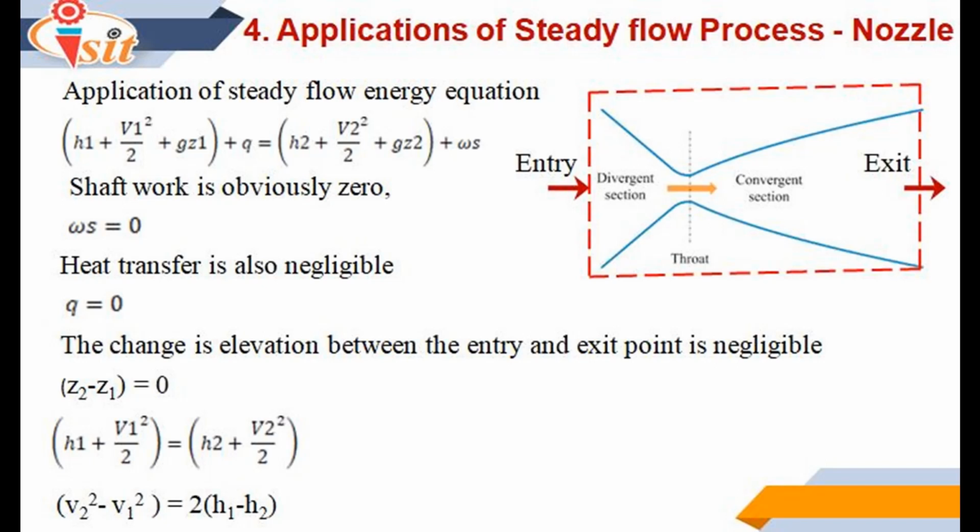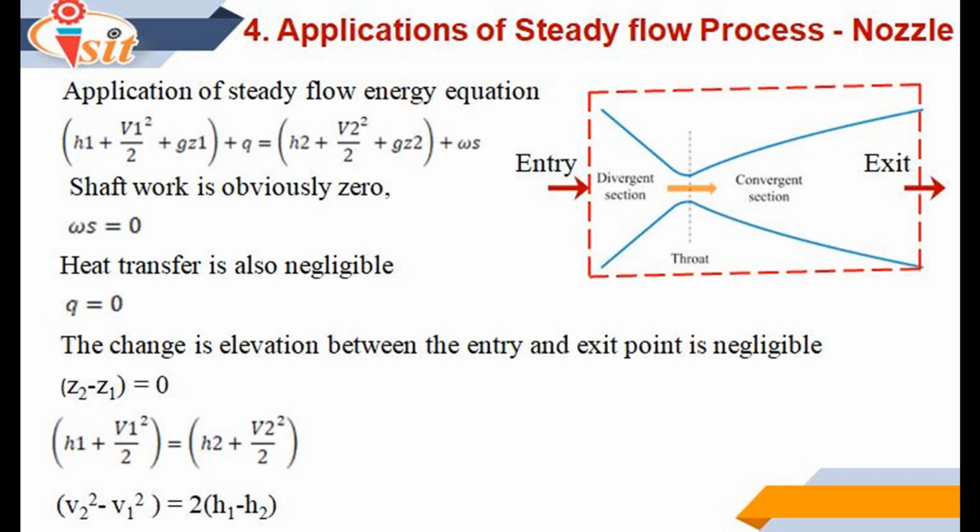The figure shows the nozzle, and this section deals with the nozzle only. From the point of view of the application of the steady flow energy equation, the equation becomes h1 + v1 square divided by 2 + g z1 + q is equal to h2 + v2 square divided by 2 + g z2 + ws. The shaft work is obviously 0, so ws is equal to 0.